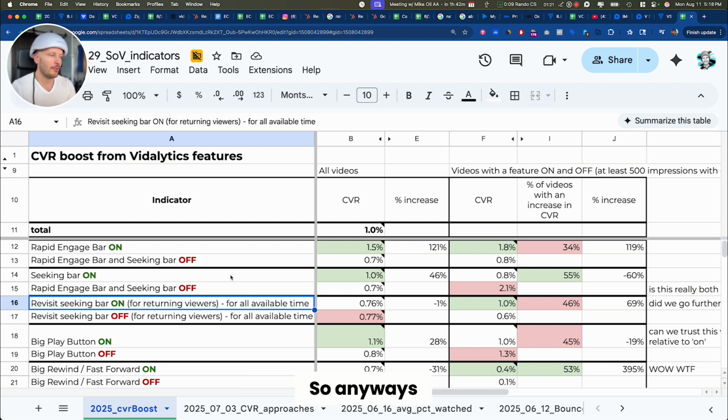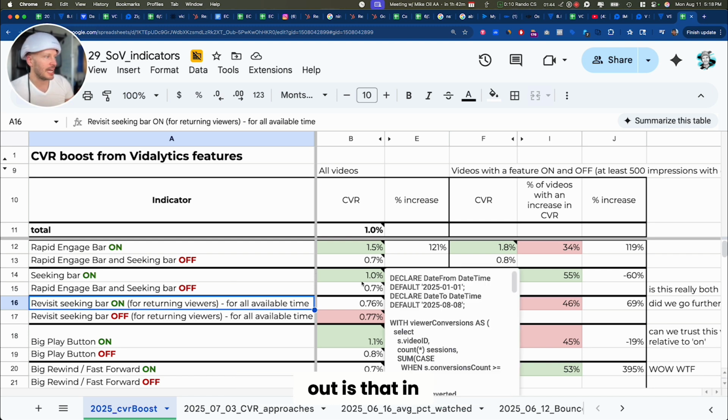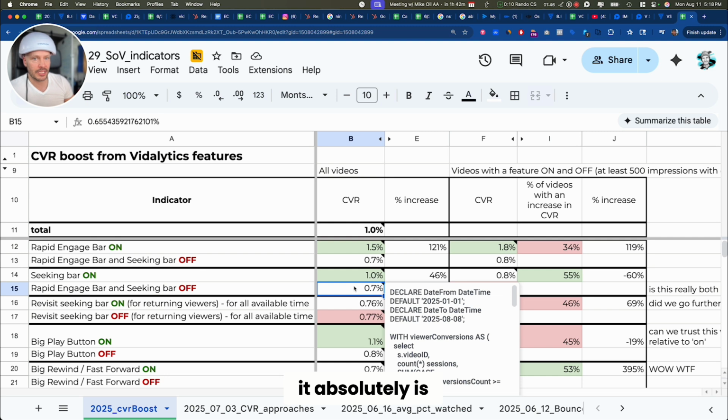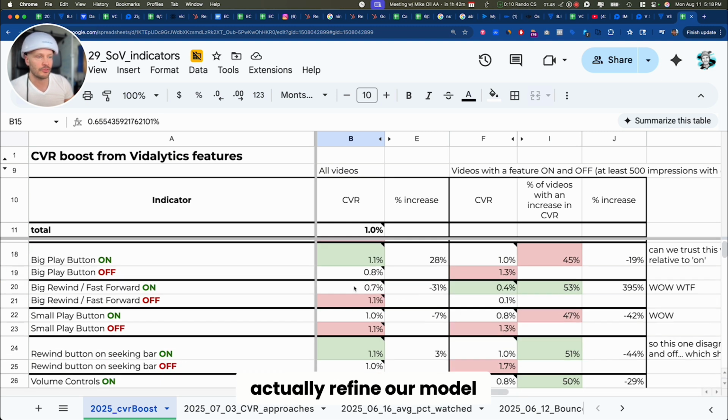So anyways, what we came up with is that we're going to look at the same exact videos and see if they turned on the feature, and then look at the conversion rate before and after they did that. Additionally, we're going to cross-lay it with the data from our original analysis, which looks at all the videos with the feature on and all the videos with the feature off, and then see if the signal between those two different analyses is the same. And what we're finding is that in some cases, it absolutely is. And in other ones, we might want to actually refine our model.